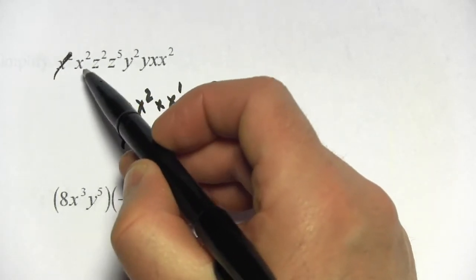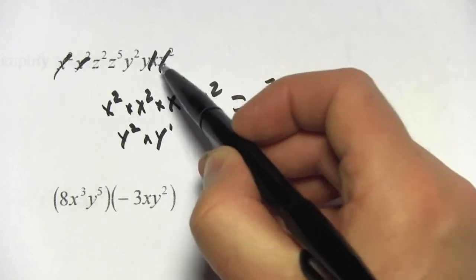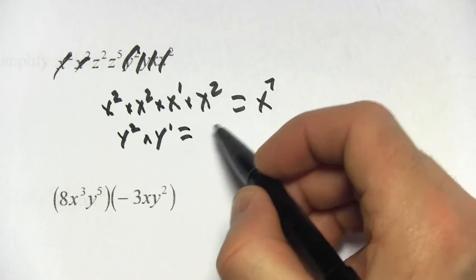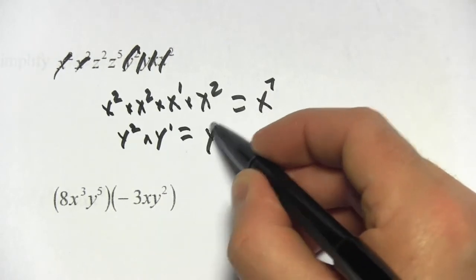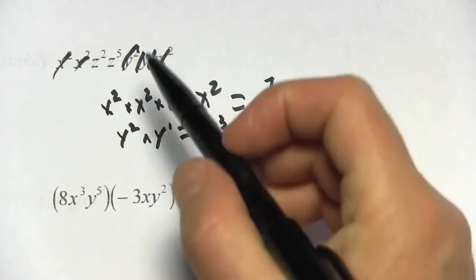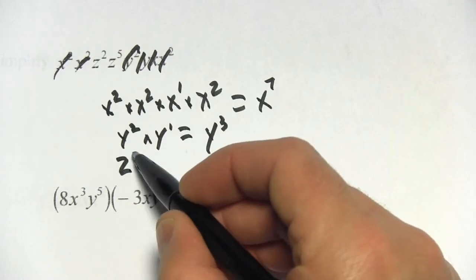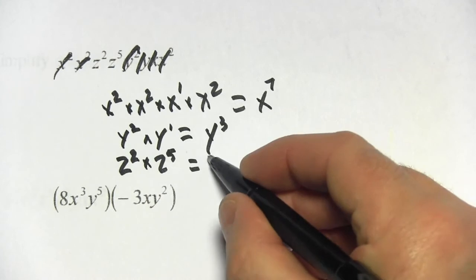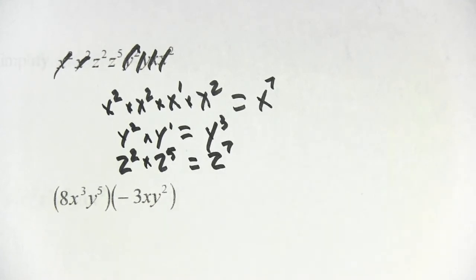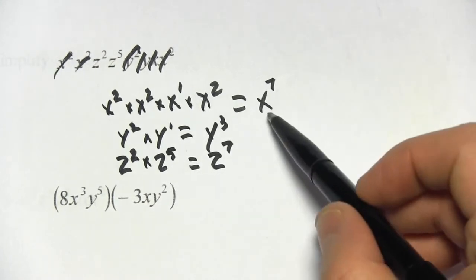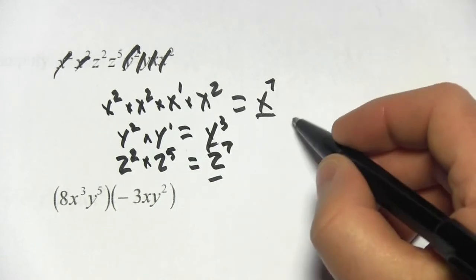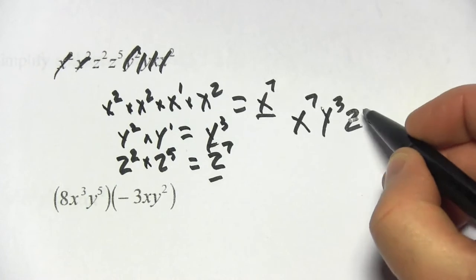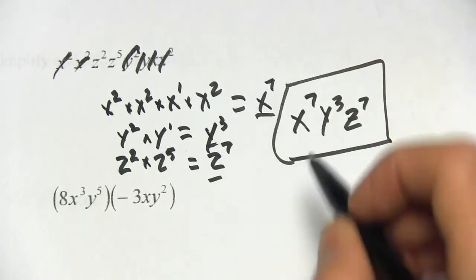Let's just cross out what we've done. And we got the y squared and the y. Okay, good. So that is 2 plus 1, y to the 3rd. And let's do the same thing for the z's. We have z to the 2nd times z to the 5th. 2 plus 5 is 7, so that's z to the 7th. And then we just put this all back together. X to the 7th, y to the 3rd, z to the 7th, we write like this. And that is our answer.